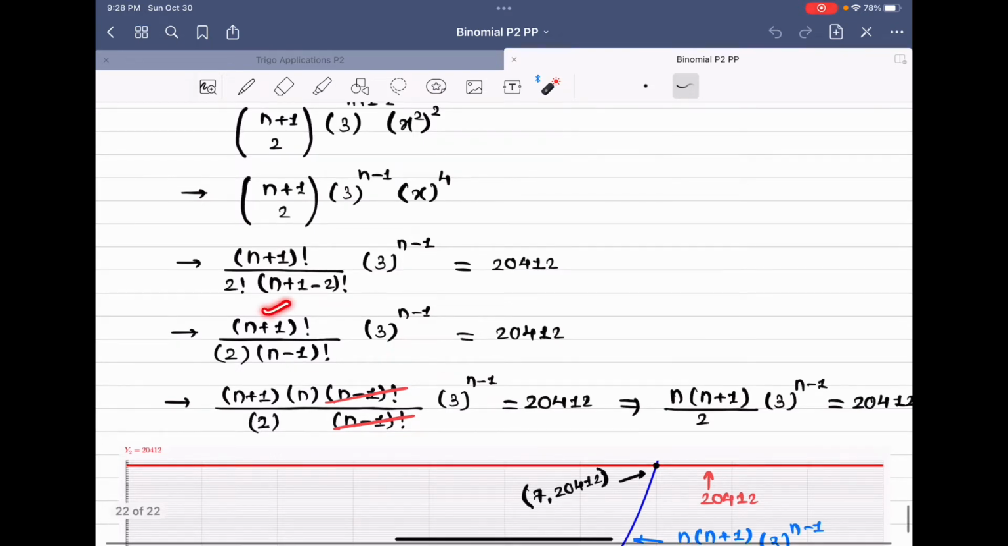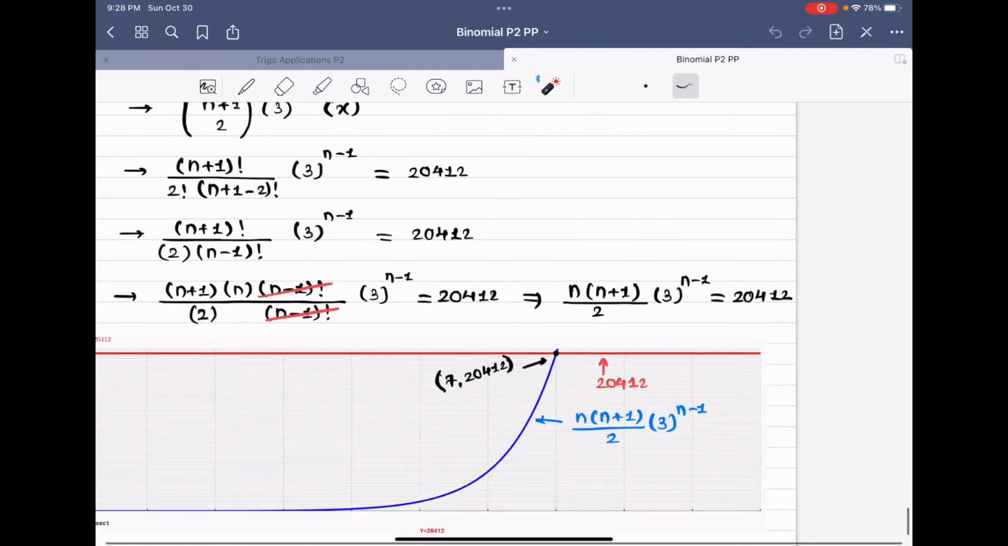The bigger one is n + 1, the smaller one is n minus 1. I am converting n + 1 factorial: one term is reduced, becomes n; one term is reduced, that is n minus 1. Why am I stopping here? Because the denominator is the same, (n minus 1) factorial. Cancel out. So you are left with n times (n + 1) upon 2, times 3^(n-1), equal to 204,12. Now furthermore, you cannot solve this.